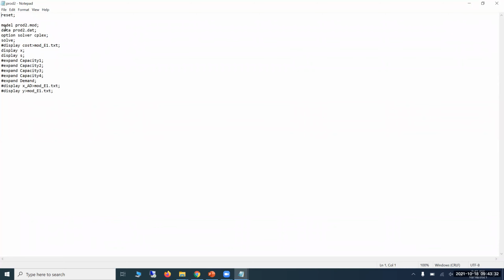You see, so here you're calling the model file, and then the line after that is data product2.dat. So that's the additional instruction that you have to call before. Yes, inside the run file.